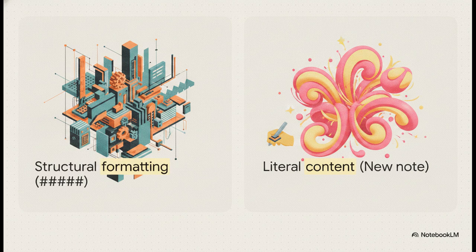And on the right side, we have the literal content, the words new note. This side represents this vast, undefined potential. It's just a placeholder, really. The machine has built this rigid scaffolding with the hashes, but then it lays down a welcome mat with those 2 words, simply waiting for human ingenuity to take over.